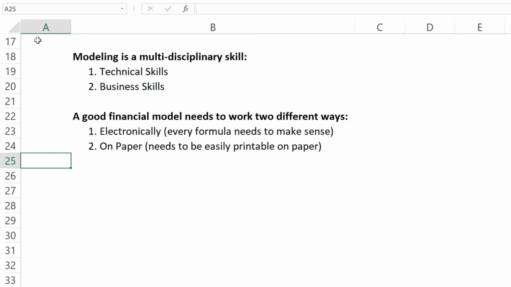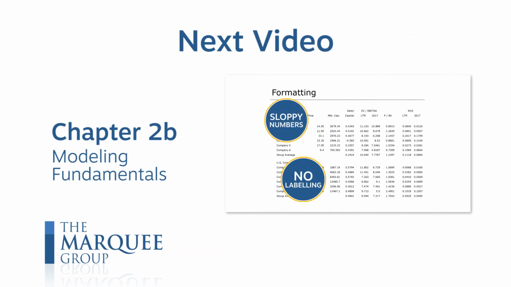Our goal in this course is that you can come away with the skills required to build models that work effectively electronically, can work effectively on paper, so that ultimately your readers and users can make the best financial decisions.